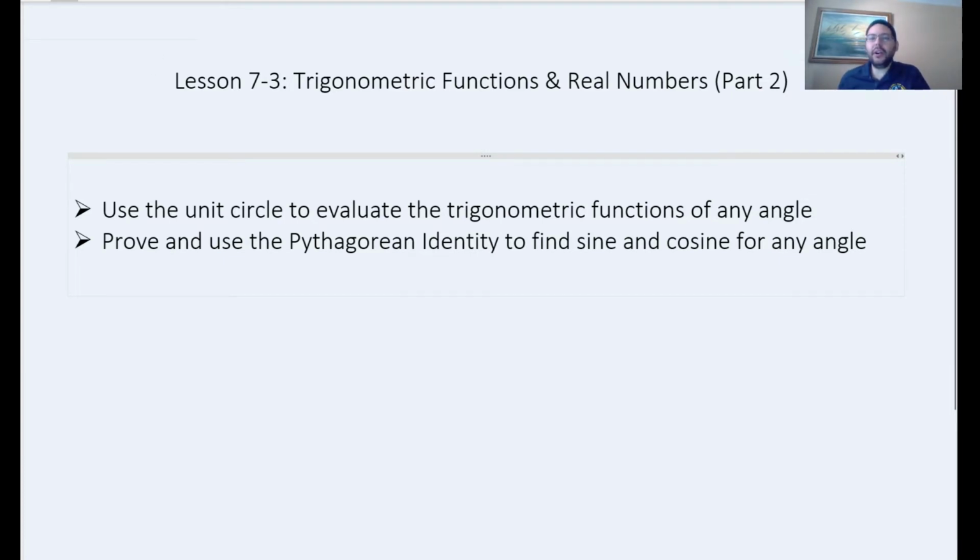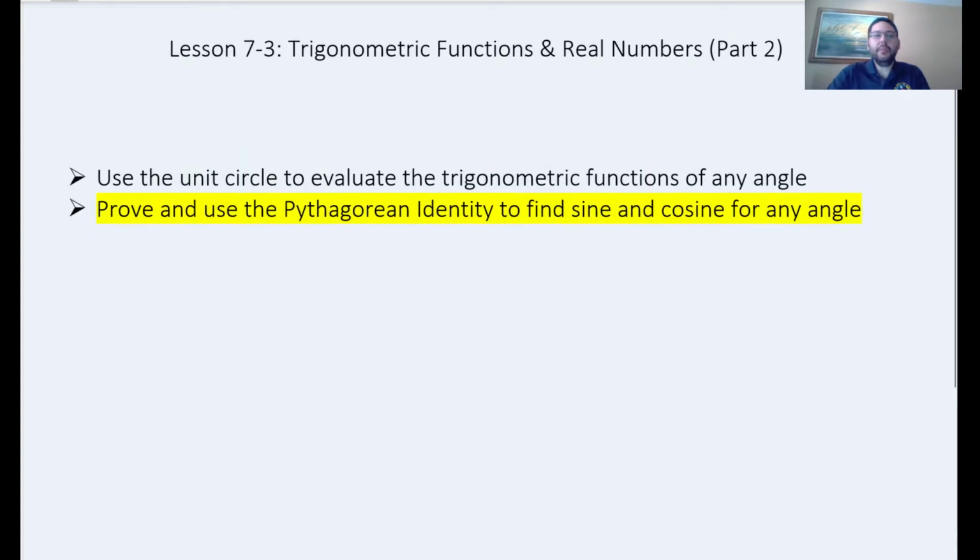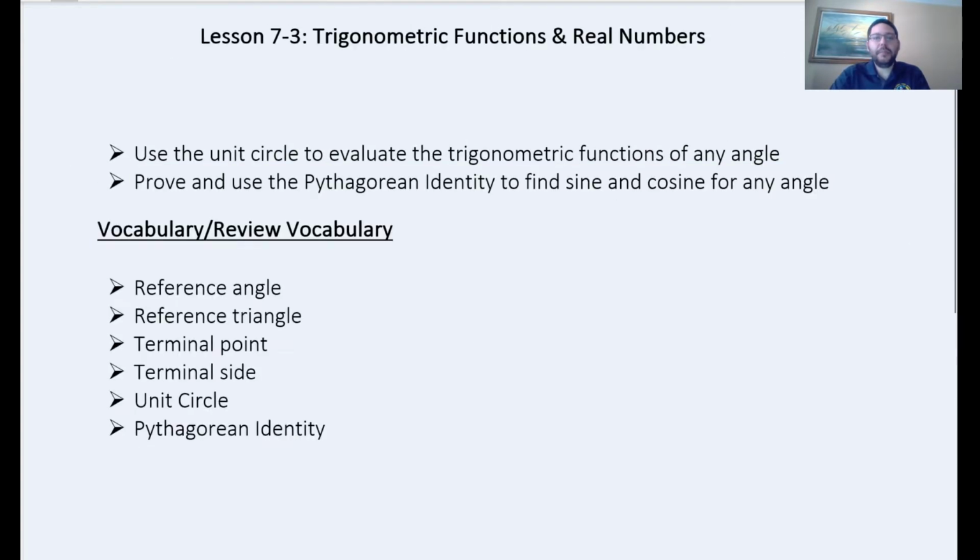The learning targets are to be able to use the unit circle to evaluate trig functions of any angle. And the second target is to prove and use the Pythagorean identity to find sine and cosine for any angle. So you can imagine, in part 1 we covered the unit circle. In part 2 we will cover proving and using the Pythagorean identity.